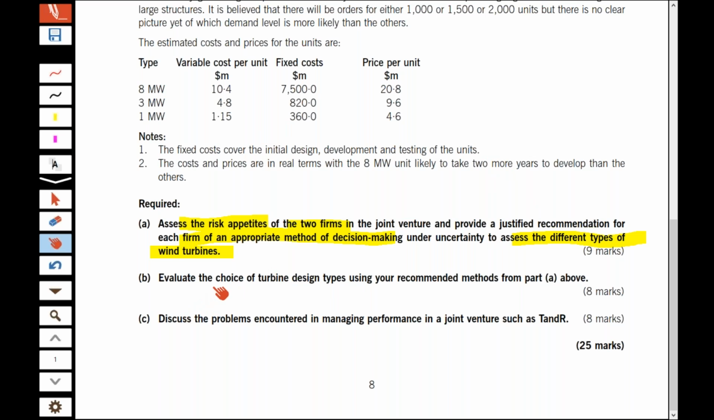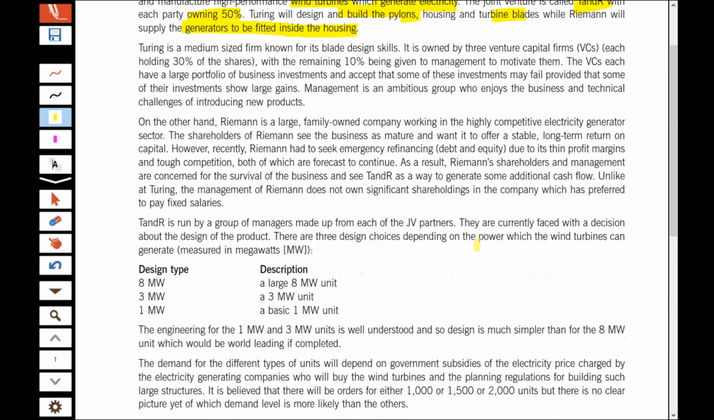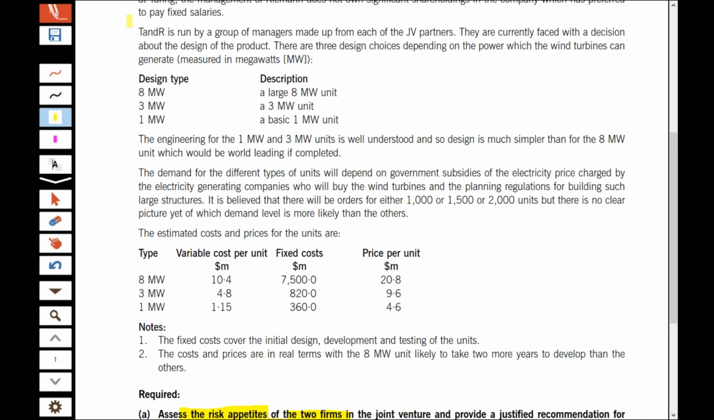The next thing is, it says evaluate the choice of turbine design types using your recommended methods from part A above. So we have got the option, we have got the opportunity. Let's try to identify which of the turbines that we should go for.